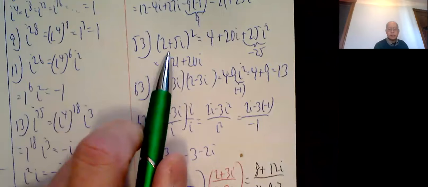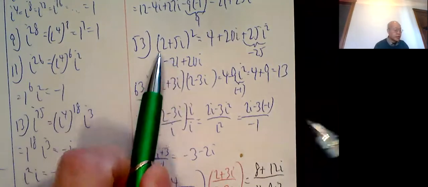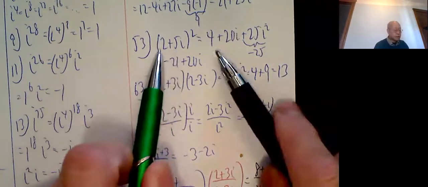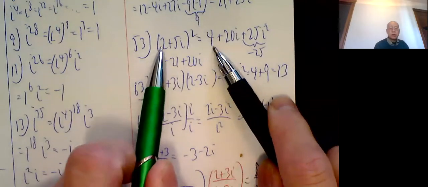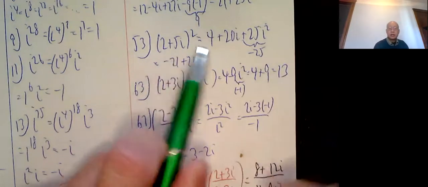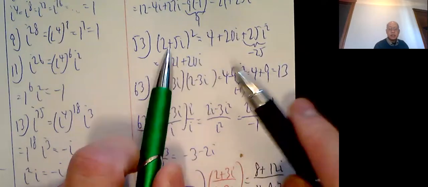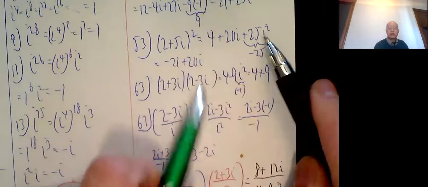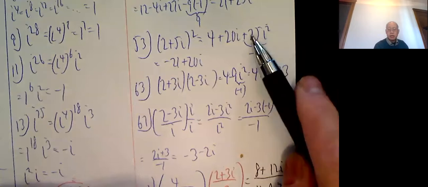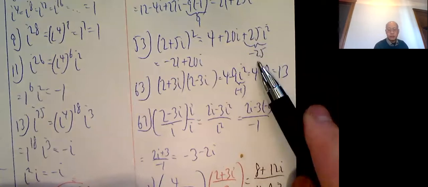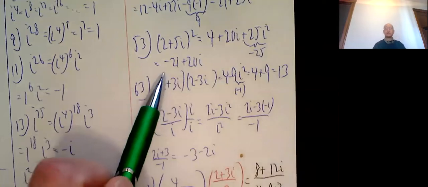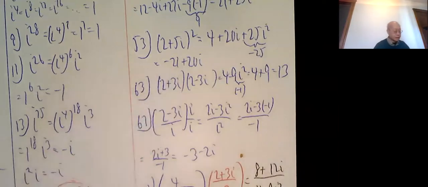53, square this. So use the formula for squaring: a squared plus 2ab plus b squared. So my a squared is 4. 2ab, 2 times 2 times 5i is 20i. Plus b squared, 5i squared is 25i squared. But again, i squared changes to -1. So 25 times -1 is -25. And 4 minus 25 is -21. So final answer, -21 plus 20i.